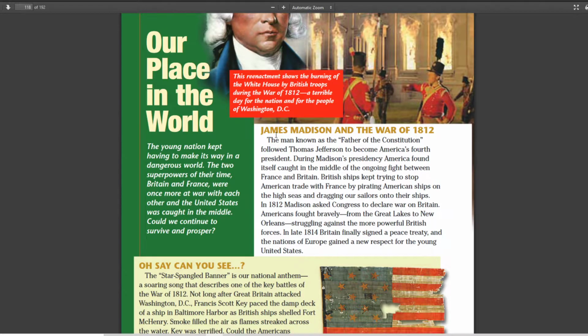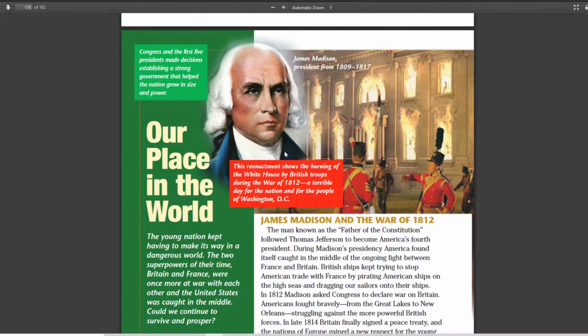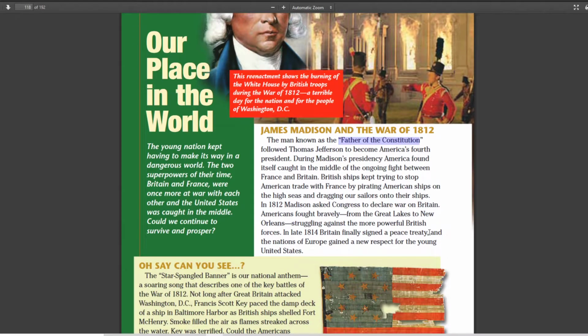In today's lesson, we're going to finish up our look at the first five presidents. We're going to start with the fourth president, James Madison. He's known as the father of the Constitution. He's the guy that was the main writer of the Constitution, and his presidency is marked by the War of 1812. This is how we remember him.